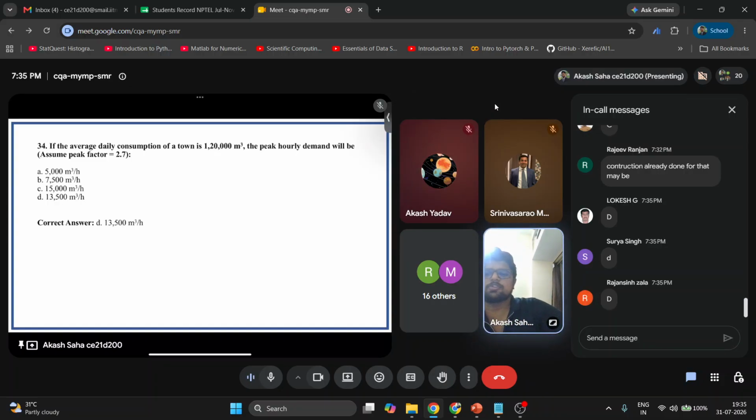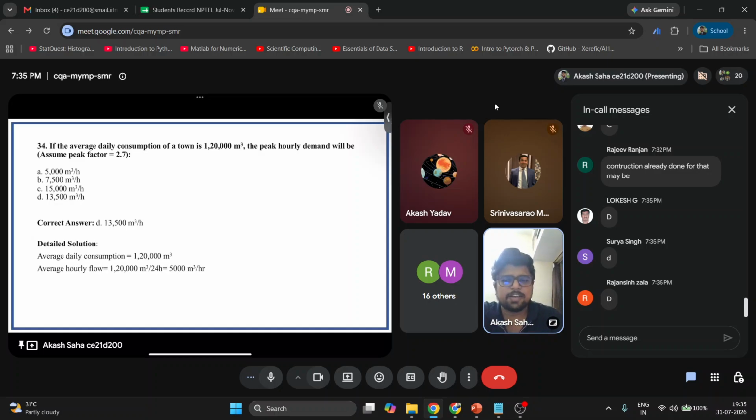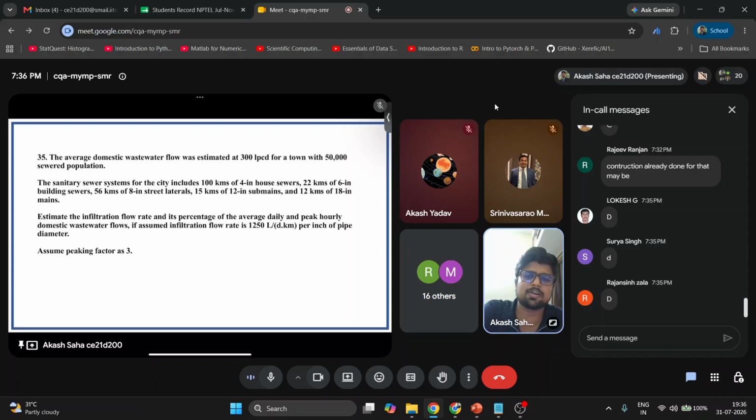So we just have to take the amount. 1,20,000 meter cube per day, because this is the average daily, so we have to divide by 24 hours. So we'll get 5,000 meter cube per hour. Then multiply it with 2.7 for the peak hourly demand. So that's how you have to do it. I think mostly today these kinds of problems are there.